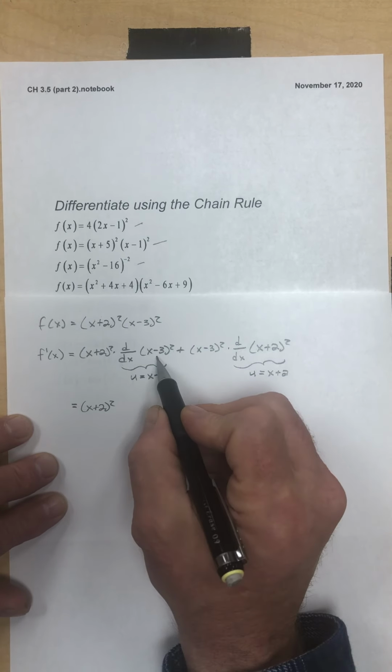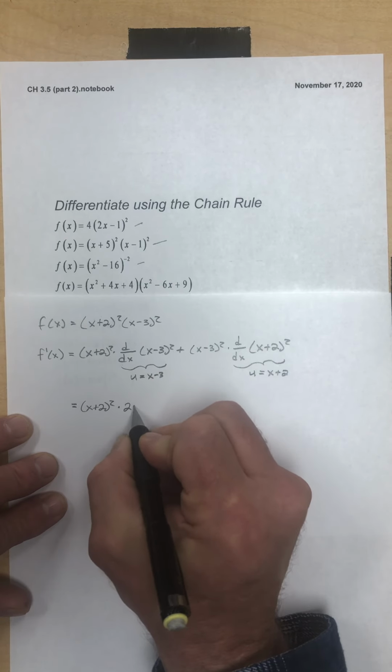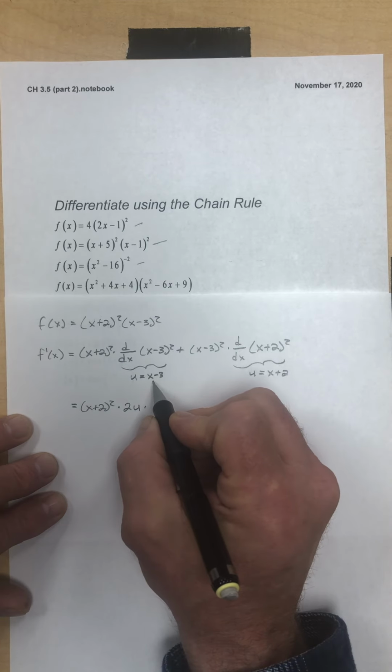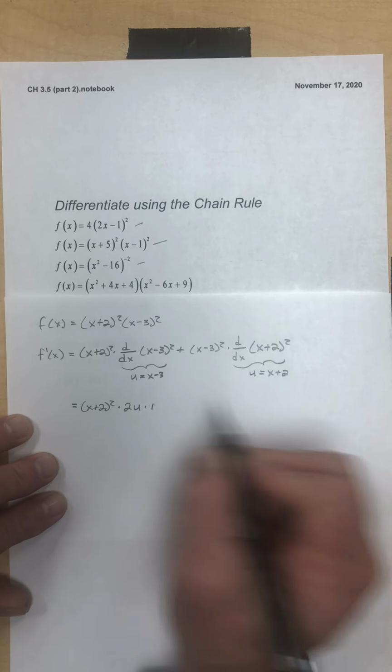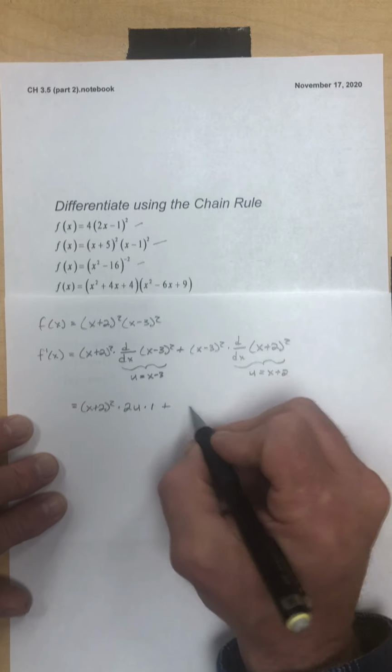Okay, so if this is the derivative of u squared, then I would get 2u to the first times the derivative of u, which would be, the derivative of u is just 1. Okay, and I probably shouldn't have put the u in there. I'll come back and fix it. I'll do the same thing over here. Bring the x minus 3 down.